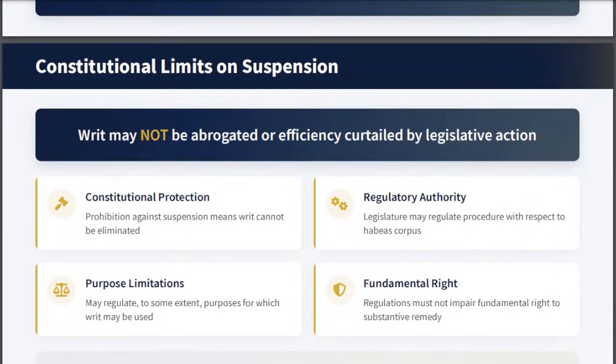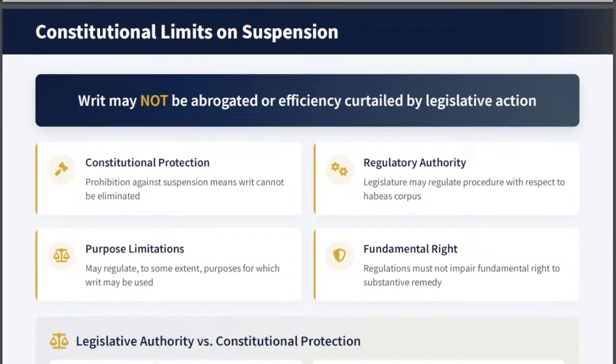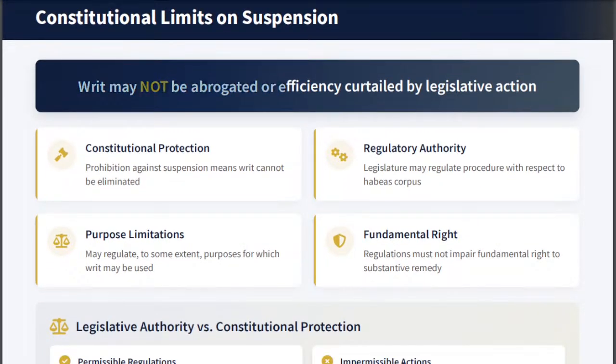All right, we're on to the constitutional limits on suspension. The writ may not be abrogated or its efficiency curtailed by legislative action. Constitutional protection: the prohibition against suspension means the writ cannot be eliminated, as we saw there, except in cases of invasion and rebellion and things like that. Regulatory authority: the legislature may regulate procedure with respect to habeas corpus. And purpose limitations: it may regulate to some extent the purposes for which the writ may be used. Fundamental right: regulations must not impair the fundamental right to a substantive remedy.